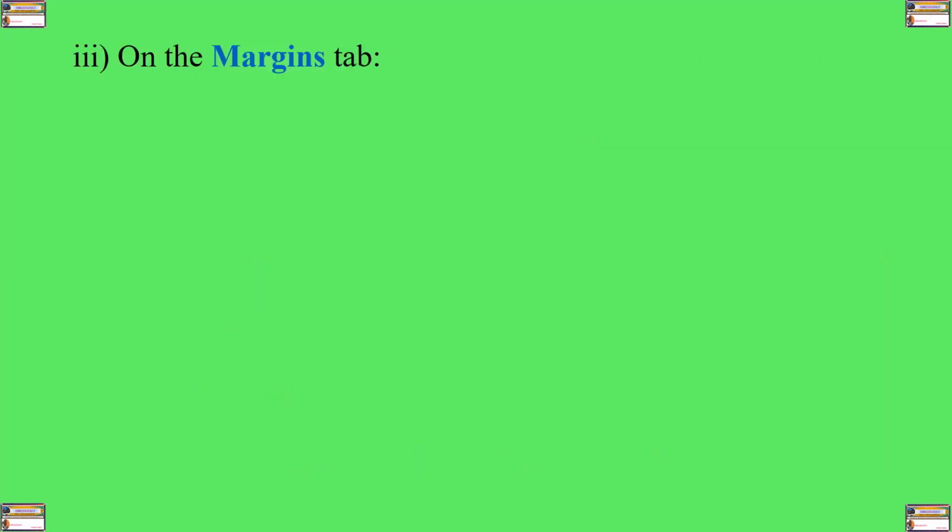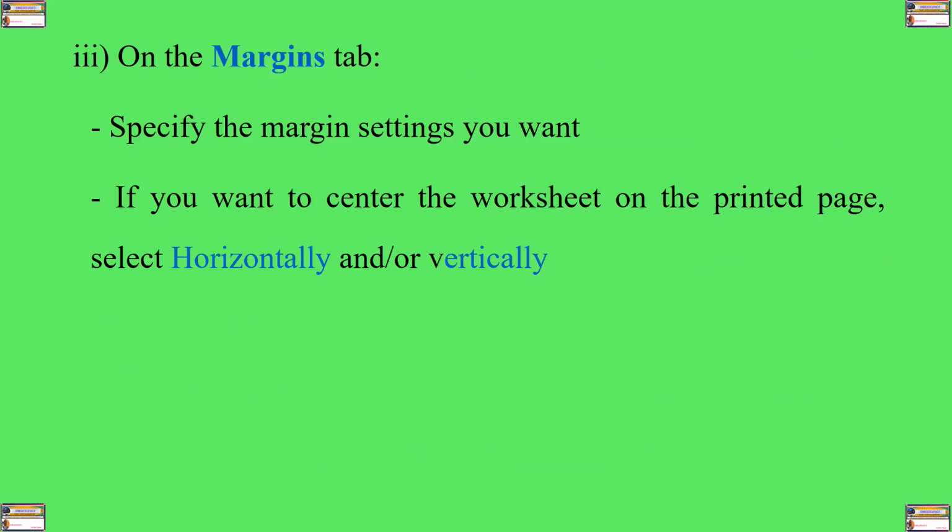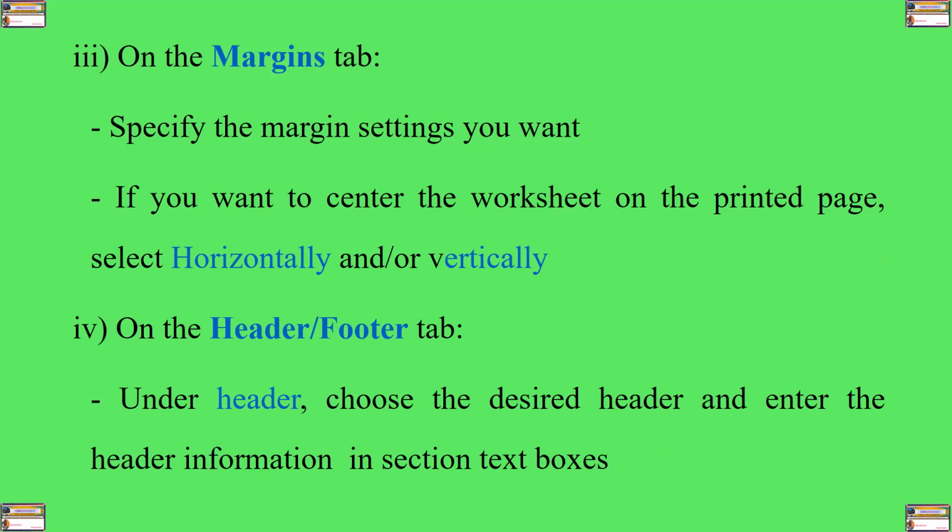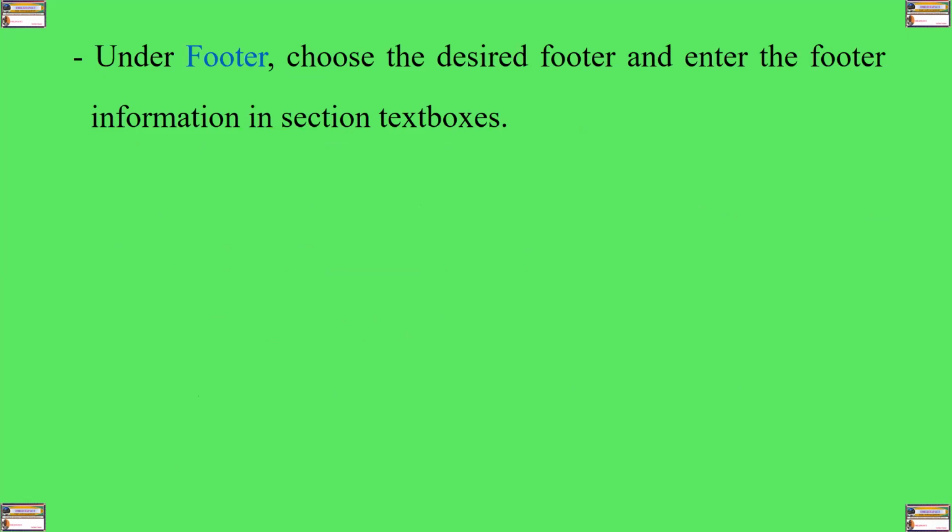Then on the margins tab, specify the margin settings you want. If you want to center the worksheet on the printed page, you select horizontally and or vertically. On the header or footer tab, choose the desired header and enter the header information in section text boxes. Under footer, choose the desired footer and enter the footer information in section text boxes.